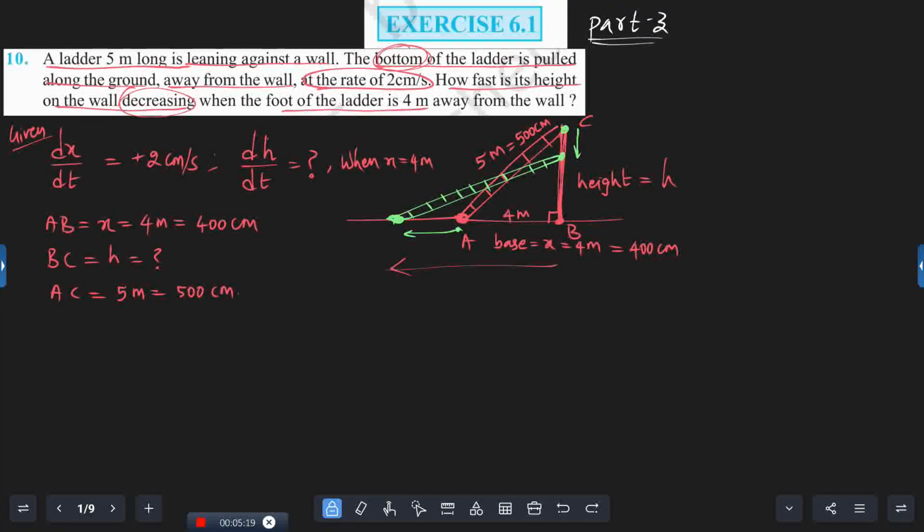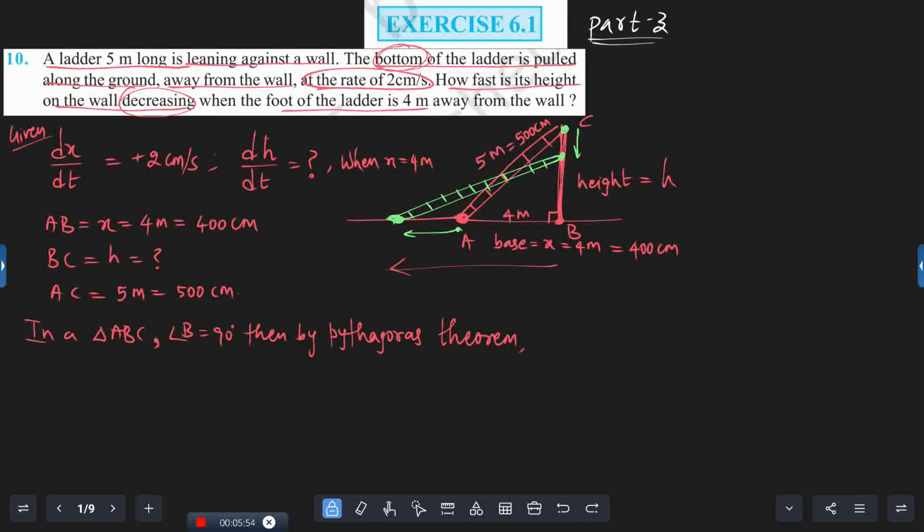H we can find, not an issue, with the help of the right angle triangle condition. So in triangle ABC, right angle at B, which is equal to 90 degrees, then by Pythagoras theorem, sorry, wait.